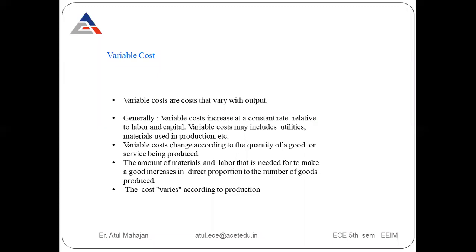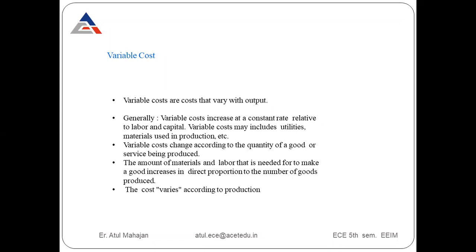So the variable cost is a cost that varies with output. First of all, it is a cost that varies with output. Generally, the variable cost increases at a constant rate. So generally, the variable cost always increases at a constant rate relative to labor and capital. Okay, that is, it's not always the same. It generally goes on changing.